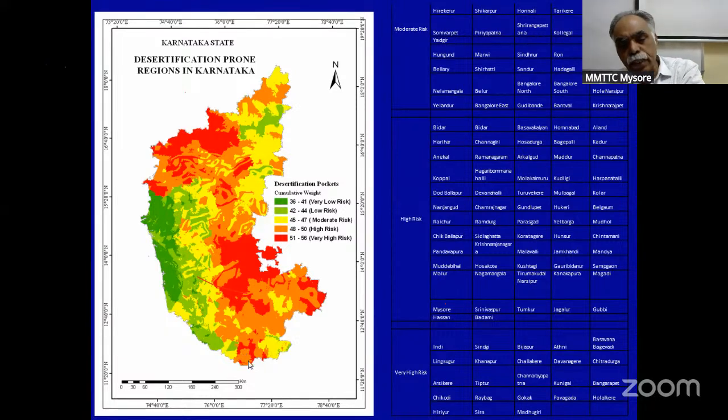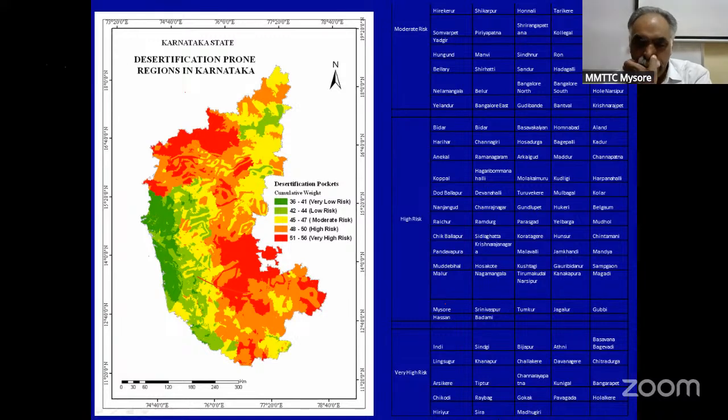You can see the dark red colors are very high risk zones, and light red is high risk. Yellow is moderate, low risk is light green, and very low risk is dark green. Is it clear? These are the most susceptible regions. Which are those? The Chitradurga region in the south central part of Karnataka, Pavagada and other areas, and here the Chamarajanagar and Belgaum regions. It has been done up to the taluk level.